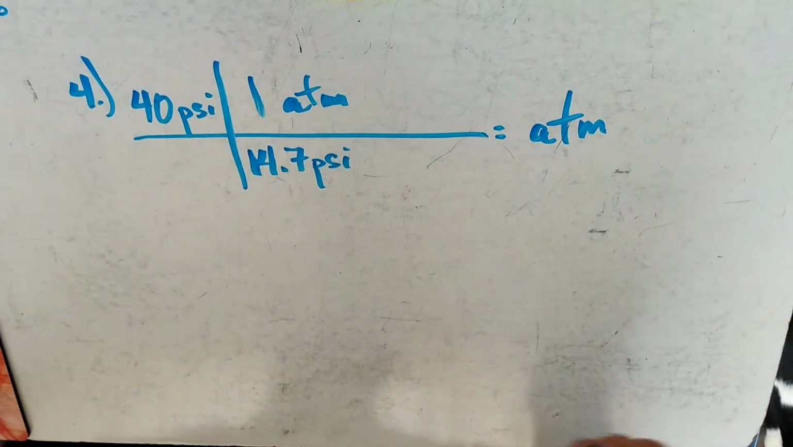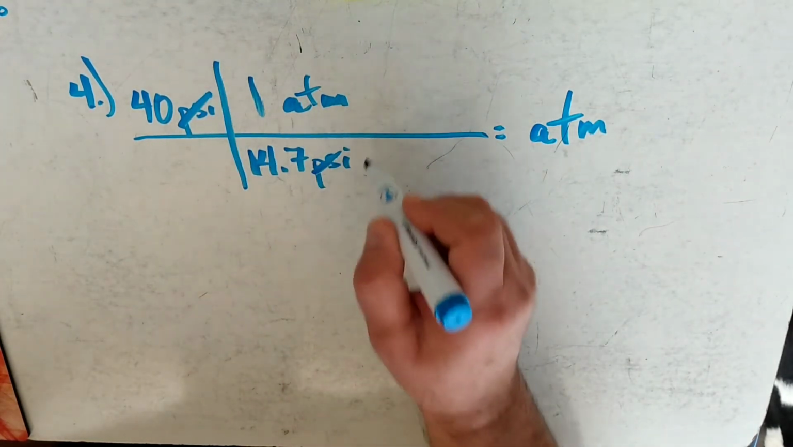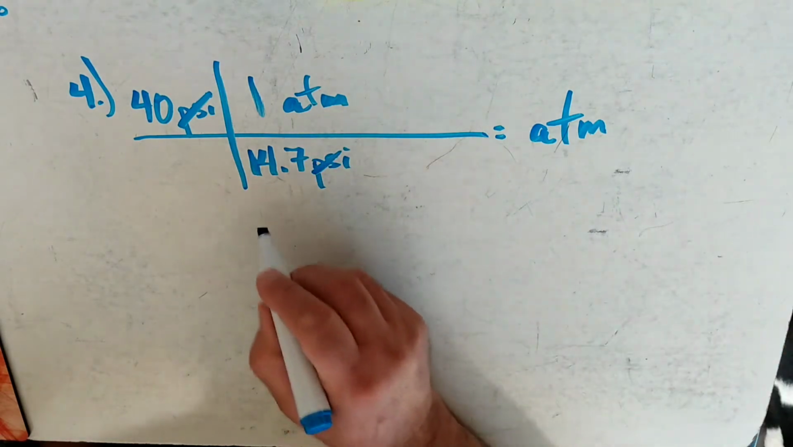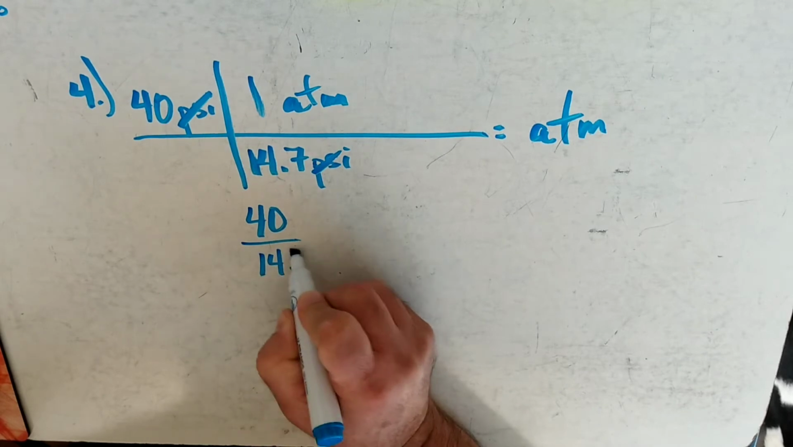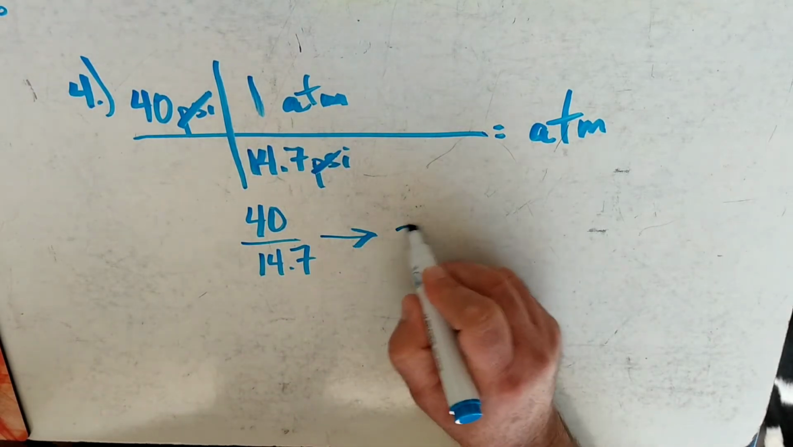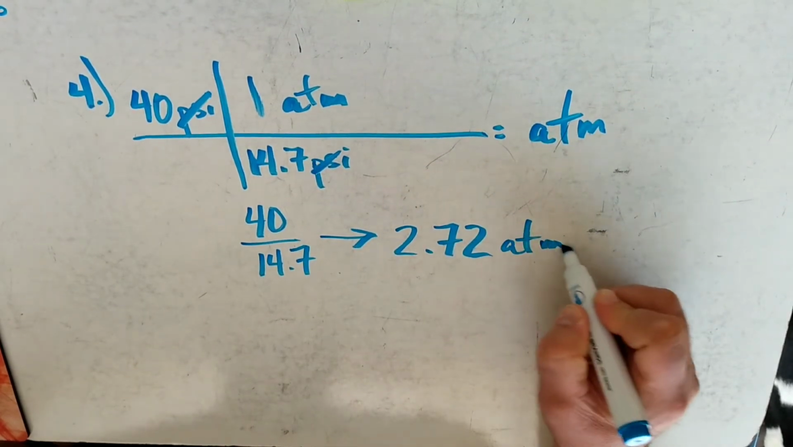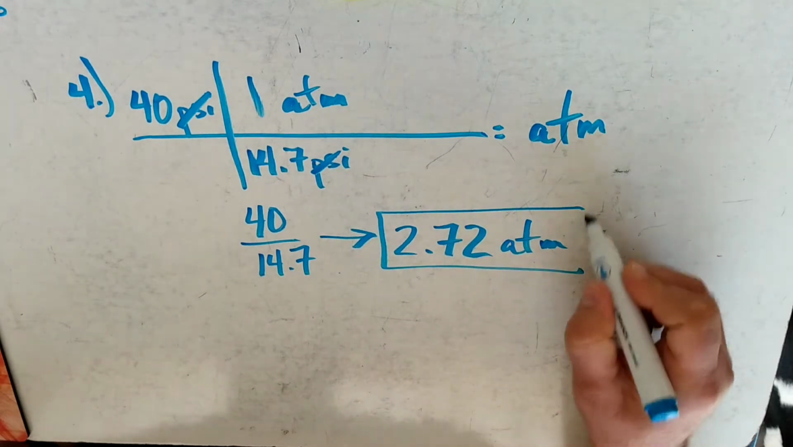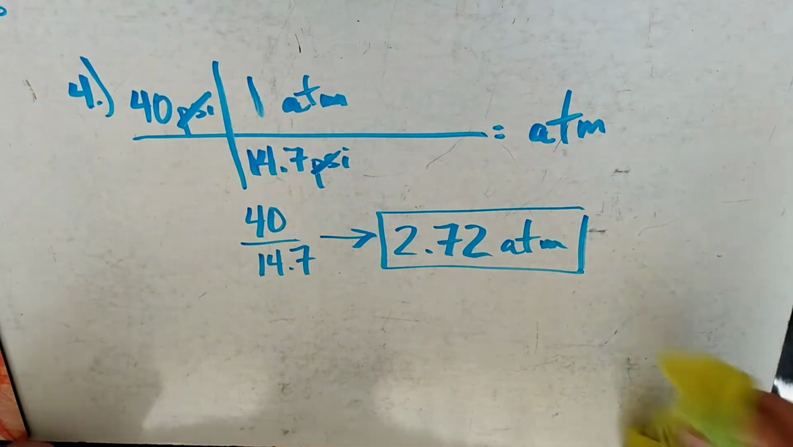Okay, so now just bring the numbers down. PSI cancels, boom, boom. We're left with atmosphere. That's exactly what we want. So 40 all divided by 14.7. And when we do this math, we end up getting 2.72 atmospheres. So that's how you do number 4. Okay, pretty simple. All right, number 5.